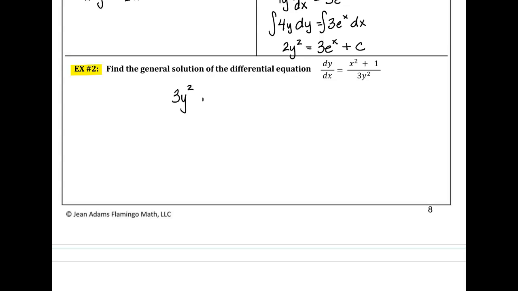So I have 3y squared dy equals, be careful to keep this x squared plus 1 in parentheses. Otherwise, it looks like you're just multiplying the 1 times dx, and that's not what we really mean. We mean that whole entire numerator times dx. Are we completely separated? Yes! And so I can integrate both sides. The antiderivative of 3y squared is y to the third. And then the antiderivative over here would be 1/3 x cubed plus x plus c.